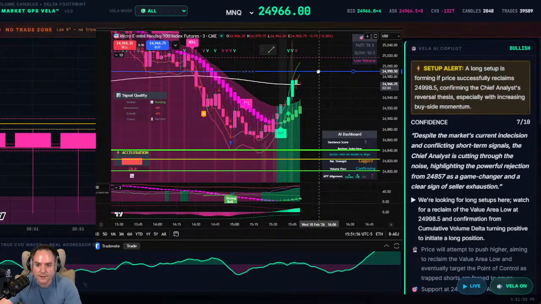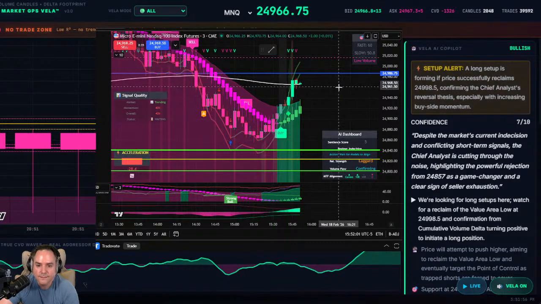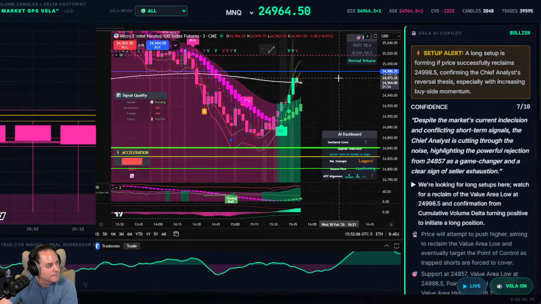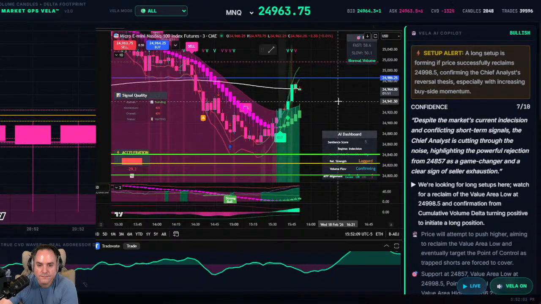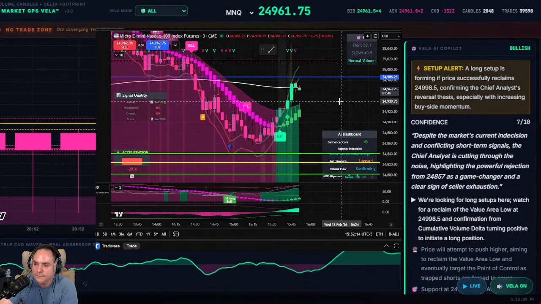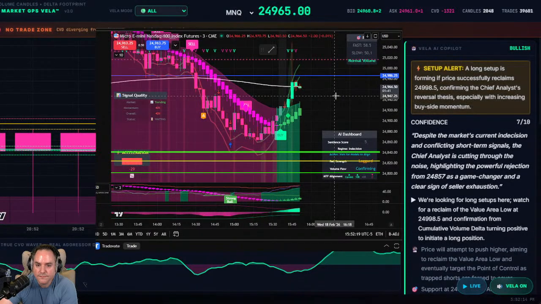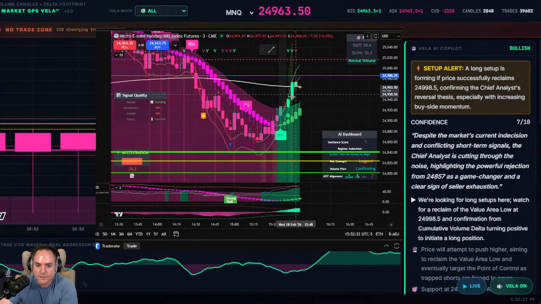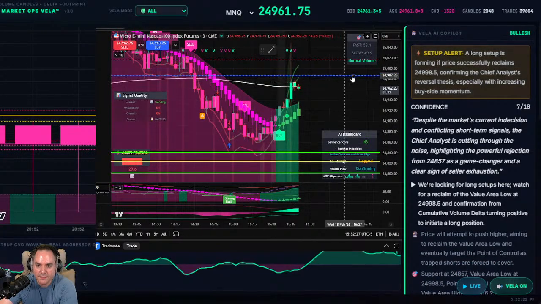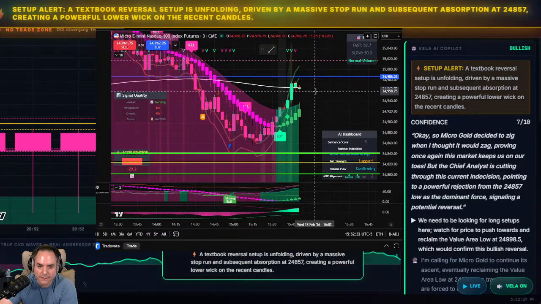So 998.5. We're still in a no trade zone, so nothing for me to do here yet. If the price gets to 998.5, that could be a long, but we're not at a long here.